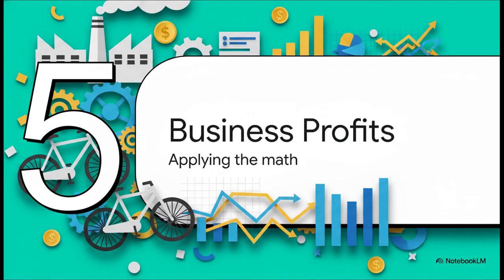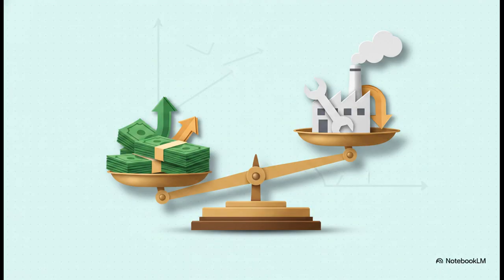Finally, let's bring it all home with Part 5, Investigating Business Profits. Now that we've got a really solid grip on our mathematical tools and the types of systems we might run into, let's close the loop. Let's apply this power back to our bicycle manufacturing business to see exactly how it dictates financial survival.